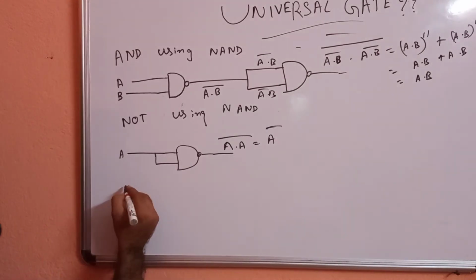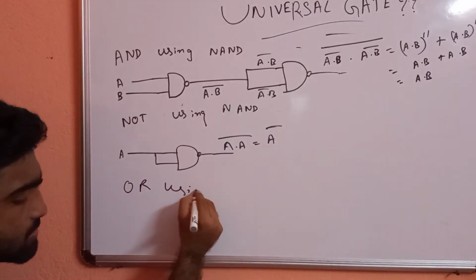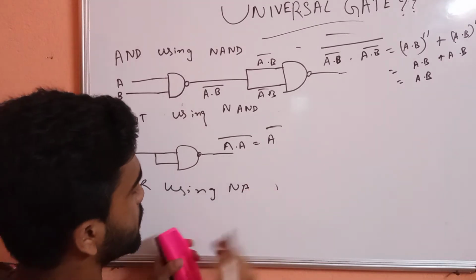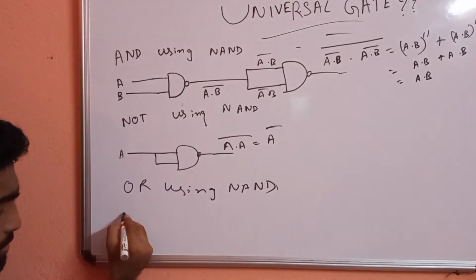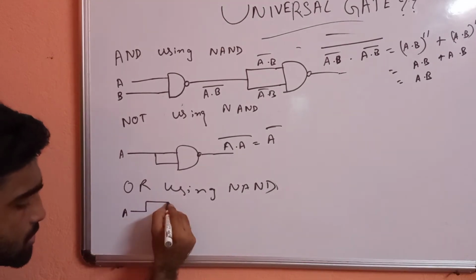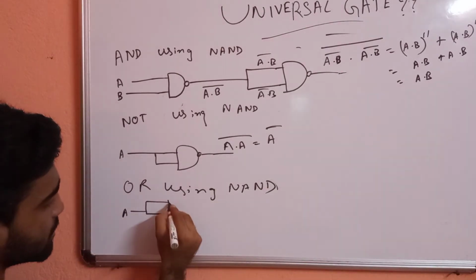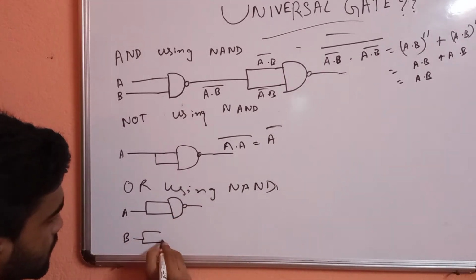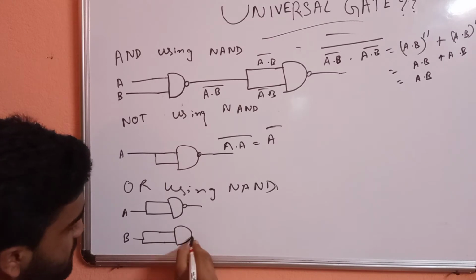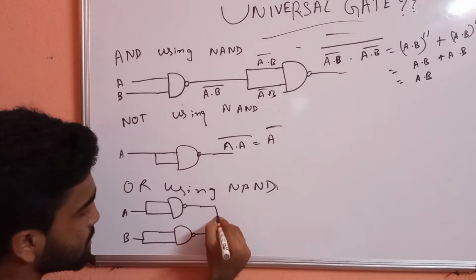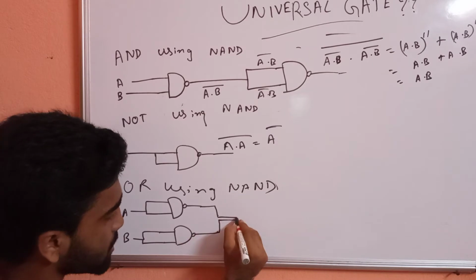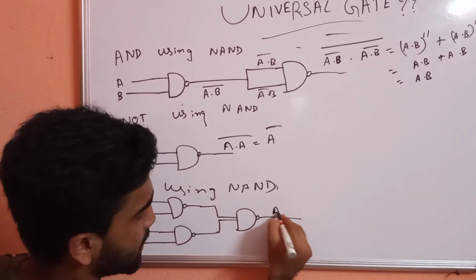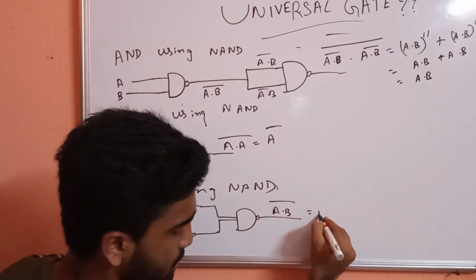What remains? The OR operation. Now we will see how to get OR using NAND. First we take the A input and do NAND of this, then the B input and do NAND of this. Then taking both outputs and doing NAND of them, we get (A bar dot B bar) whole bar, that means A plus B.